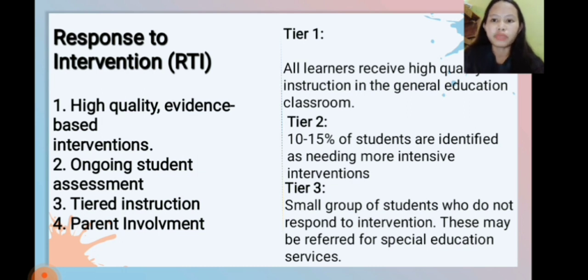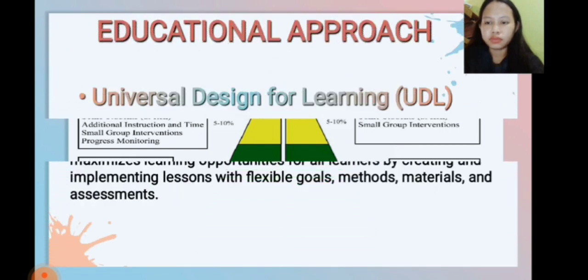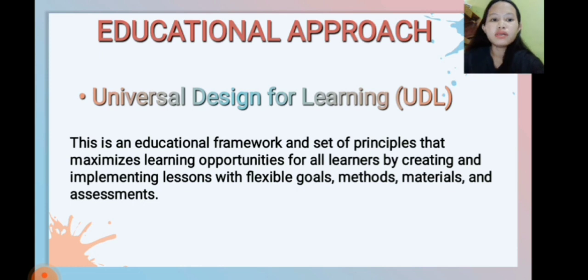So, this is the example of RTI, no? So, we have there number 1, 2, and 3. So, in this chapter, we will introduce the general approaches intended for learners with difficulty remembering and focusing.